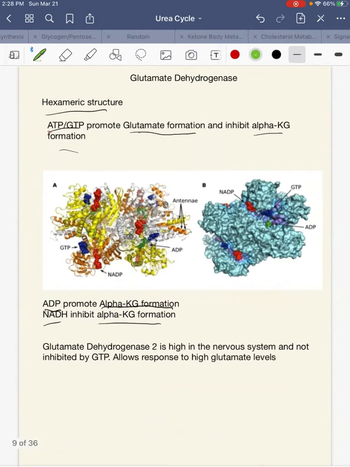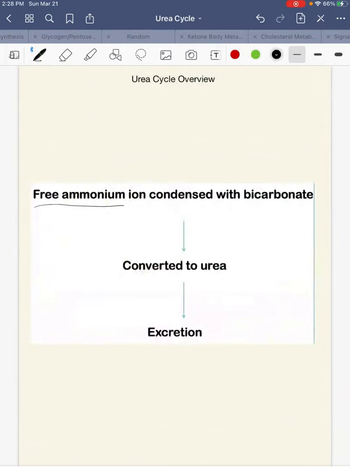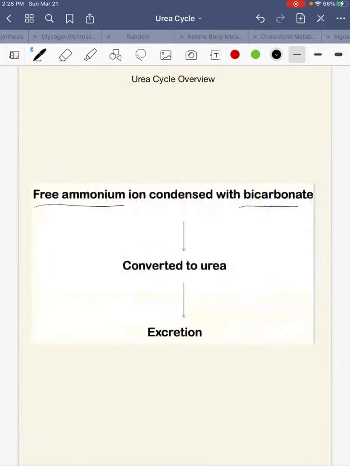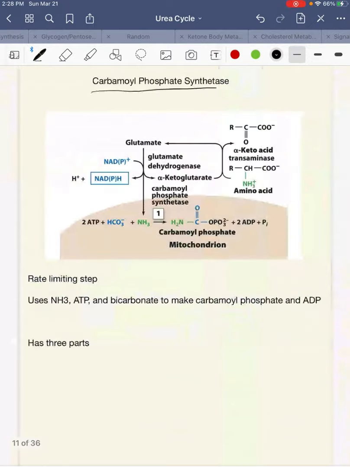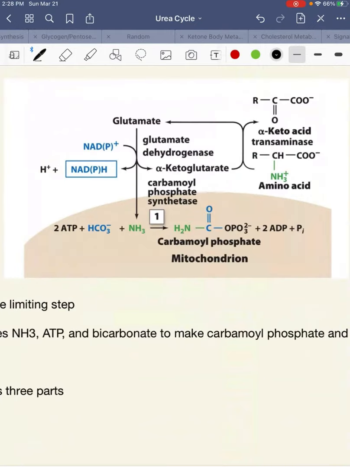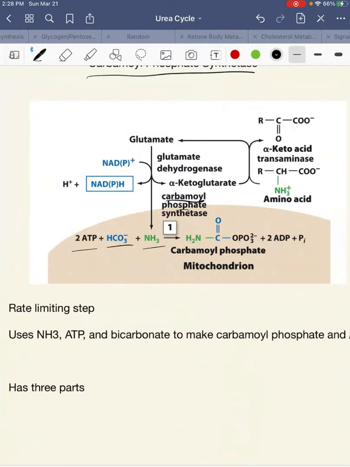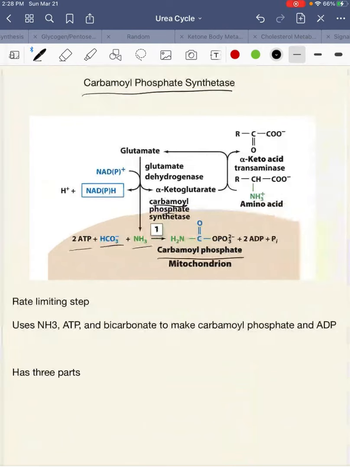Okay, so urea cycle overview. We have the free ammonium. It's condensed with bicarbonate, and that's the reaction we'll talk about in a sec. Eventually this is converted to urea, and then it's excreted by the kidney. Okay, so this is the carbamoyl phosphate synthetase. This is the next reaction, which is down here. We take bicarbonate, we take ammonia, we take ATP. This reaction happens in the mitochondria. And then we make carbamoyl phosphate, which is able to start the urea cycle. This is the rate limiting step. Like I said, we use NH3, ATP, bicarbonate, and this makes carbamoyl phosphate and ADP. And it has 3 parts.